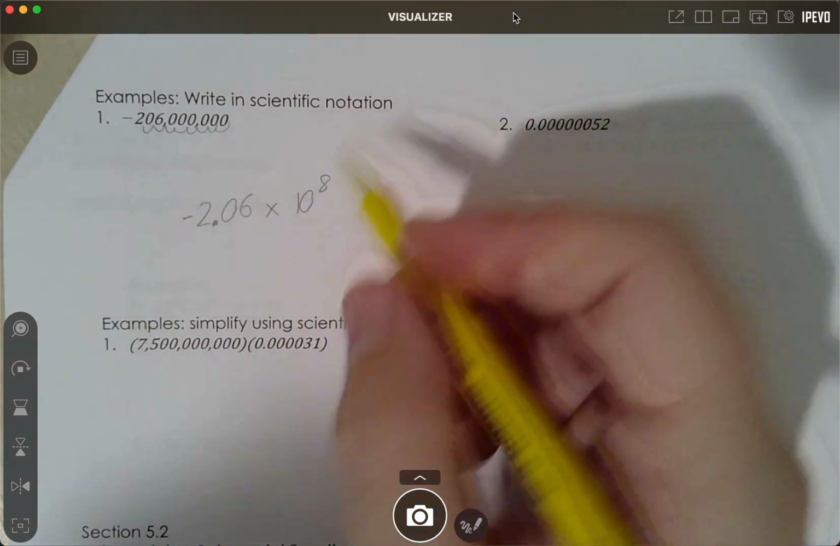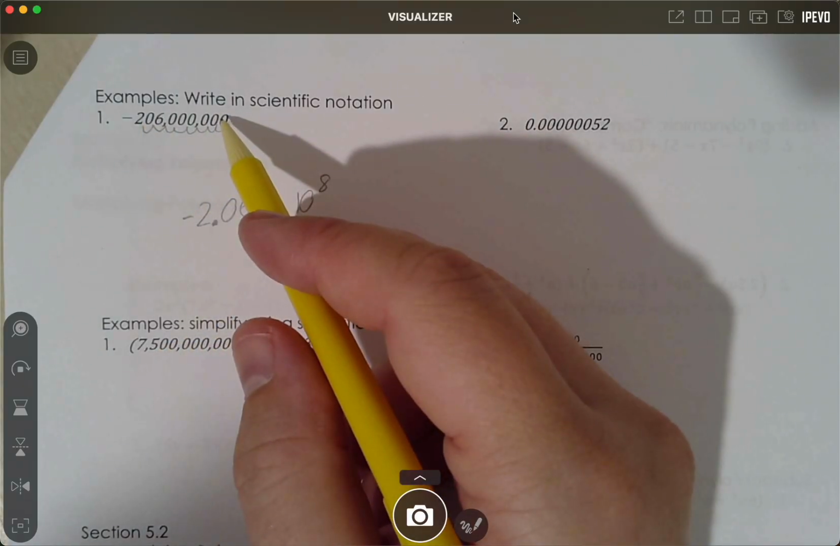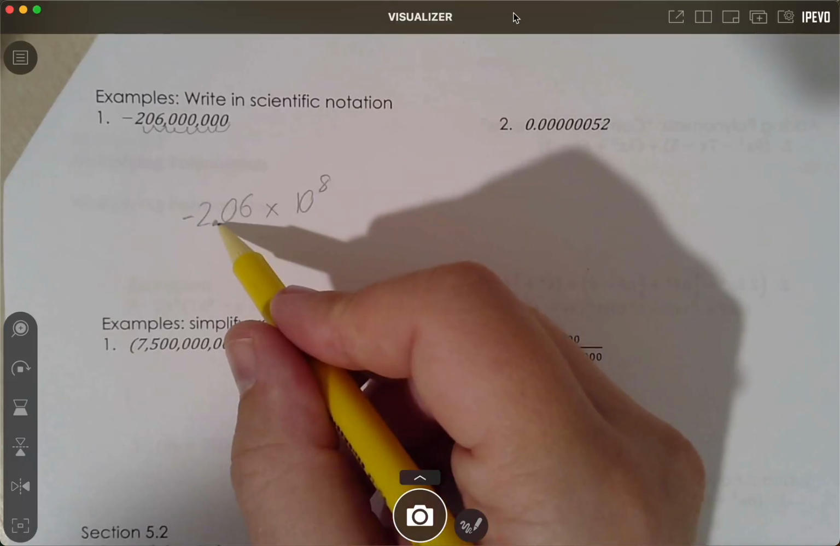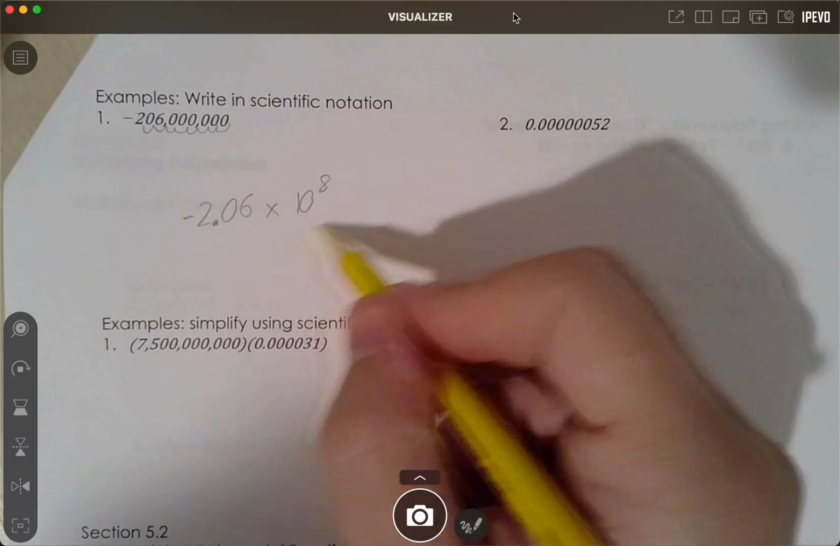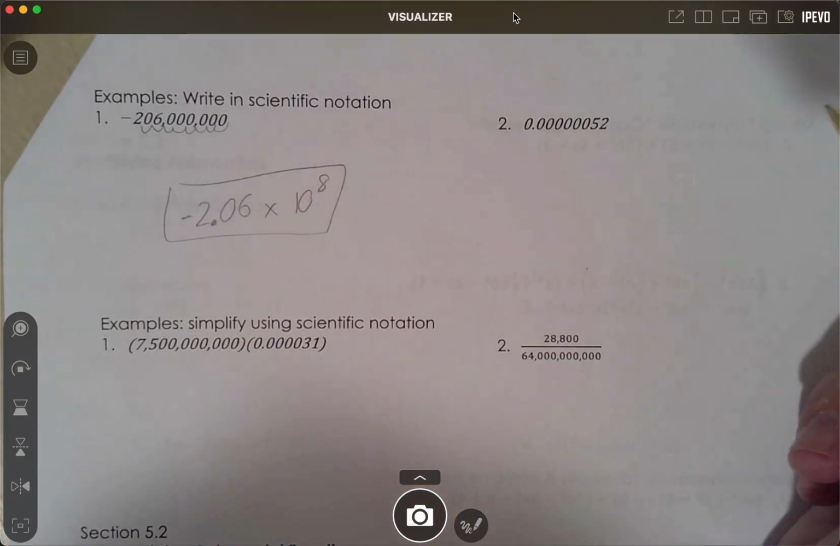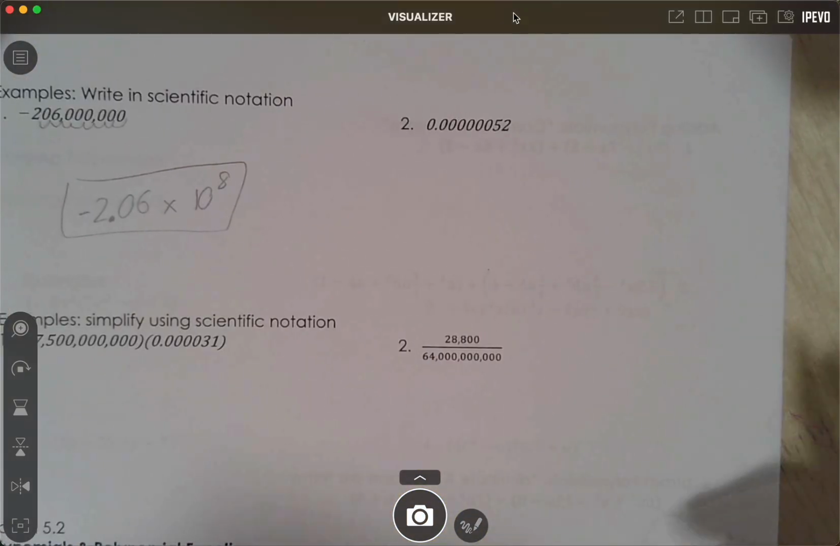And then the question is, was this number very large or was it very small? Well, it was very large, so to re-represent this, I would need to move the decimal place back to the right to represent this very large number. So the 8 should stay positive. Okay, last but not least, here's this one.